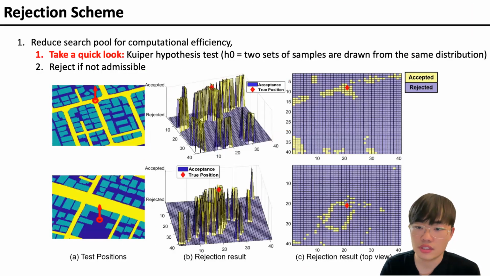Furthermore, the pool of search can be significantly reduced as a VSC is considered as a probability distribution, based on a Kuiper hypothesis test, whose null hypothesis is that the two VSCs are samples from the same distribution or same location. One can take a quick look of both VSCs and easily reject a candidate without even calculating the cumbersome JSD or different measures.